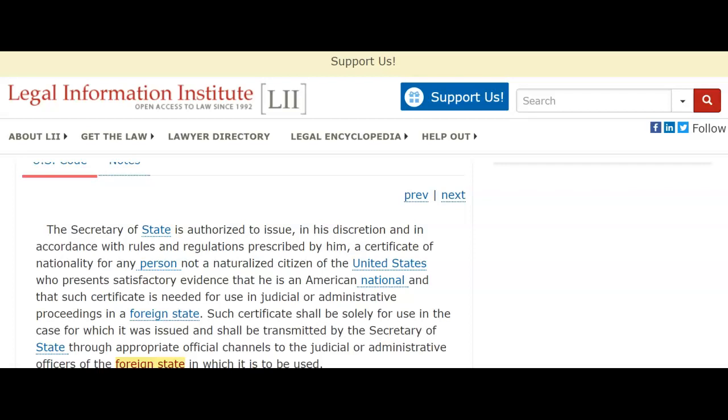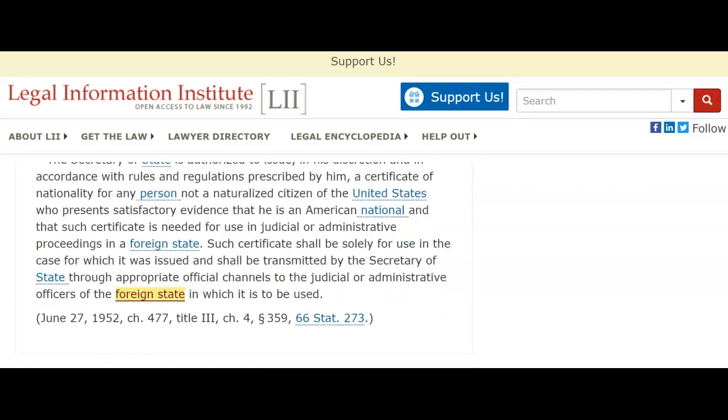The Secretary of State is authorized to issue in his discretion and in accordance with the rules and regulations prescribed by him a certificate of nationality for any person not a naturalized citizen of the United States who presents satisfactory evidence that he is an American national, and such certificate is needed for use in judicial or administrative proceedings in a foreign state. Such certificate shall be solely for use in the case for which it was issued and shall be transmitted by the Secretary of State through appropriate official channels to the judicial or administrative officers of the foreign state in which it is to be used.